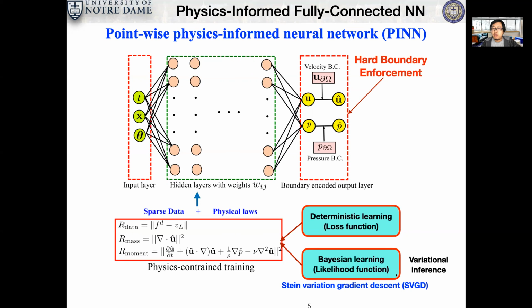Specifically, we minimize the Stein discrepancy, which is equivalent to minimizing the KL divergence or maximizing the ELBO in a non-parametric way. Moreover, instead of imposing the boundary condition as a penalty term here, we modify the output layers by encoding the boundary conditions in a hard manner. Namely, the initial and boundary conditions will be automatically satisfied by the network construction.